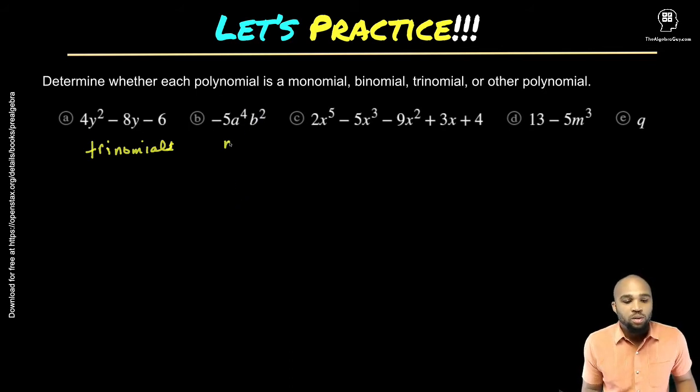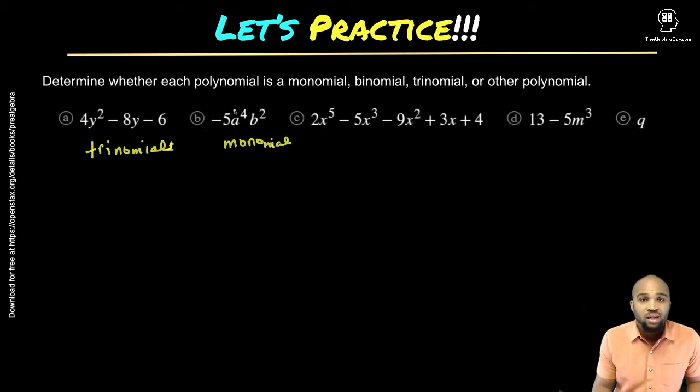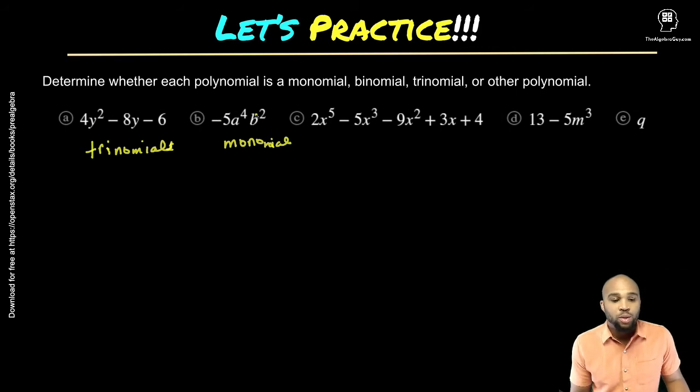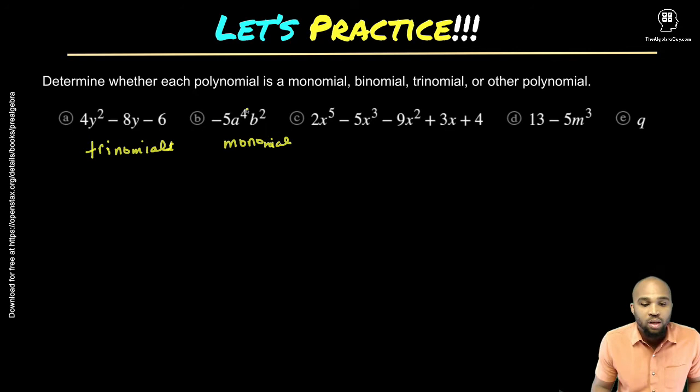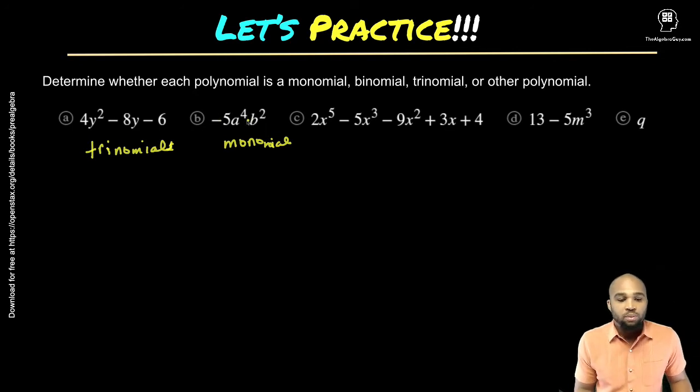I'm hoping, did you say monomial? Monomial? Because there's no addition and subtraction. Now this negative sign attached here makes it look like it is, but it's actually not adding or subtracting anything else. This is just one term because this is a product of some things being multiplied together.